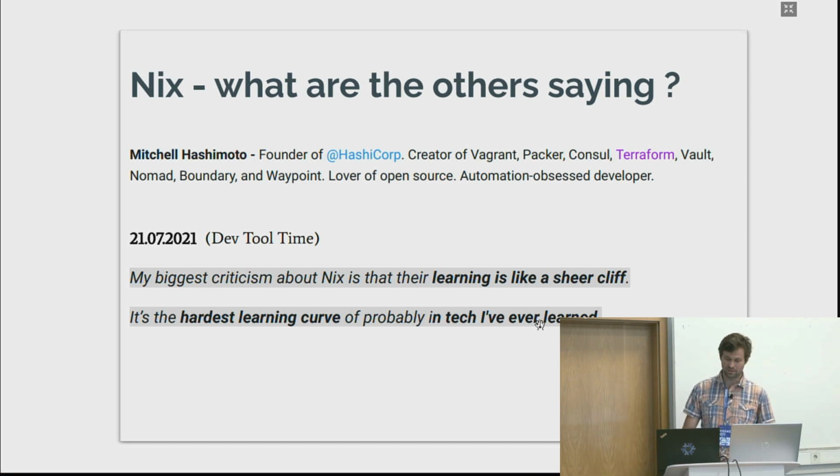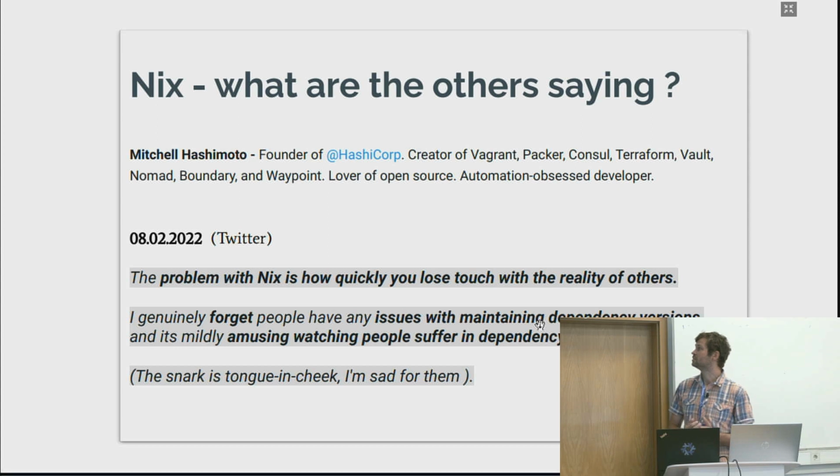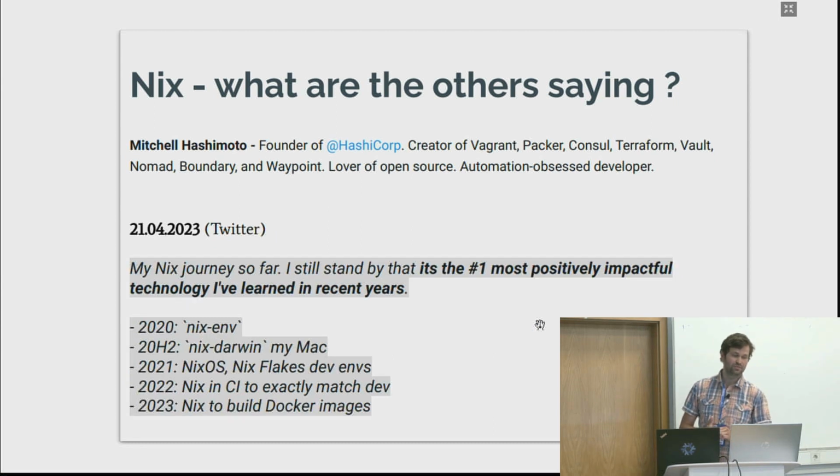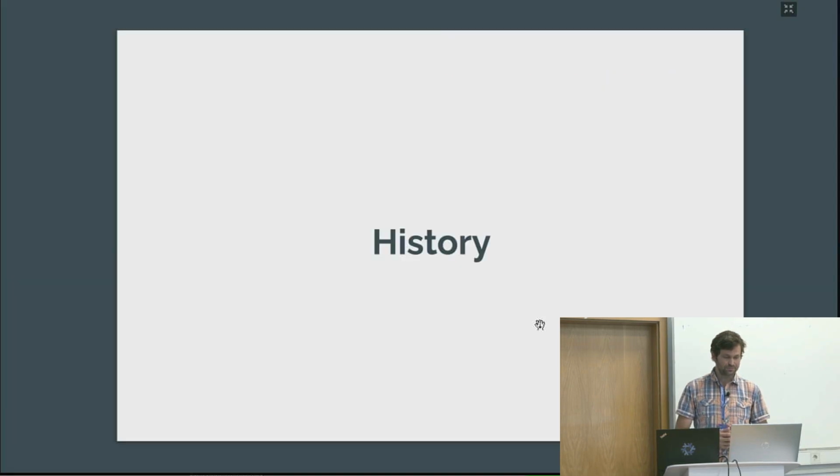So it's a quote from 2021. In 2022, he's saying that he is still using Nix, and the problem with Nix is how quickly you lose touch with the reality of others in terms of managing dependency versions. So he forgot that there are some dependency hells in another world. So, a very positive quote. And in 2023, he said, "I still stand by: Nix is the number one most positively impactful technology I've learned in recent years." So this is a really bold statement.